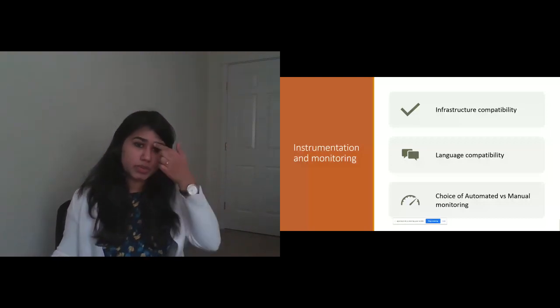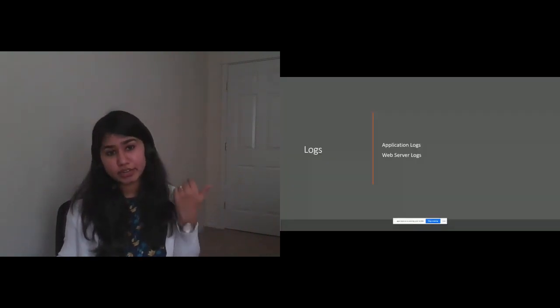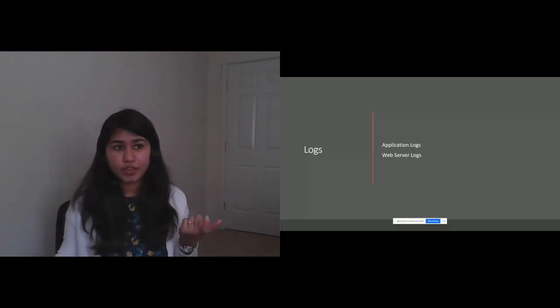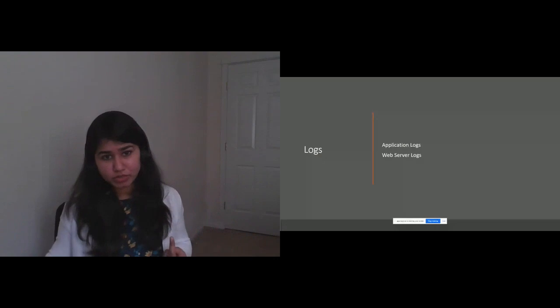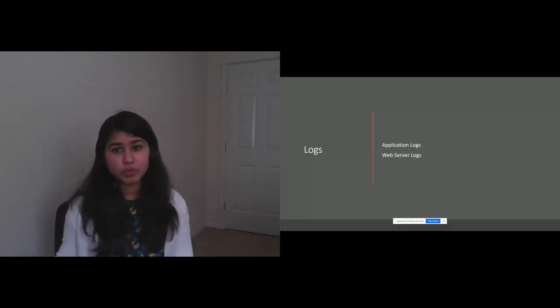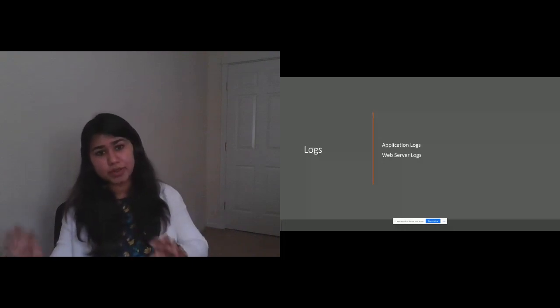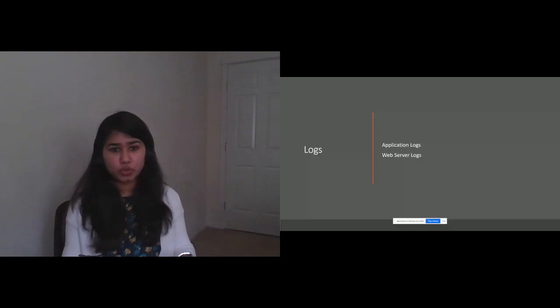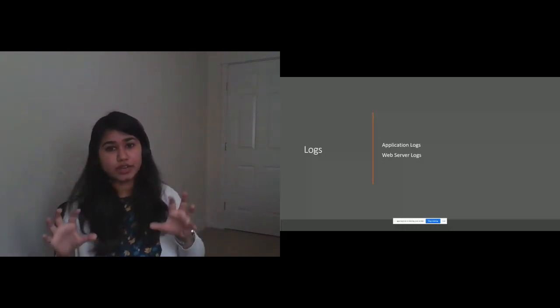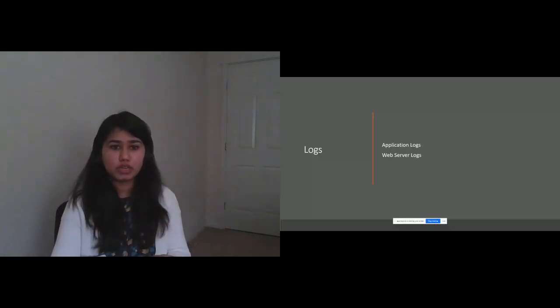While we talk about instrumentation and monitoring, the biggest gateway to insights into your application is logs. When we talk about web apps, there are generally two types of logs: application logs and web server logs. Application logs are generally the logs written by your application code, and web server logs are the logs written by the machine on which your application code is running.